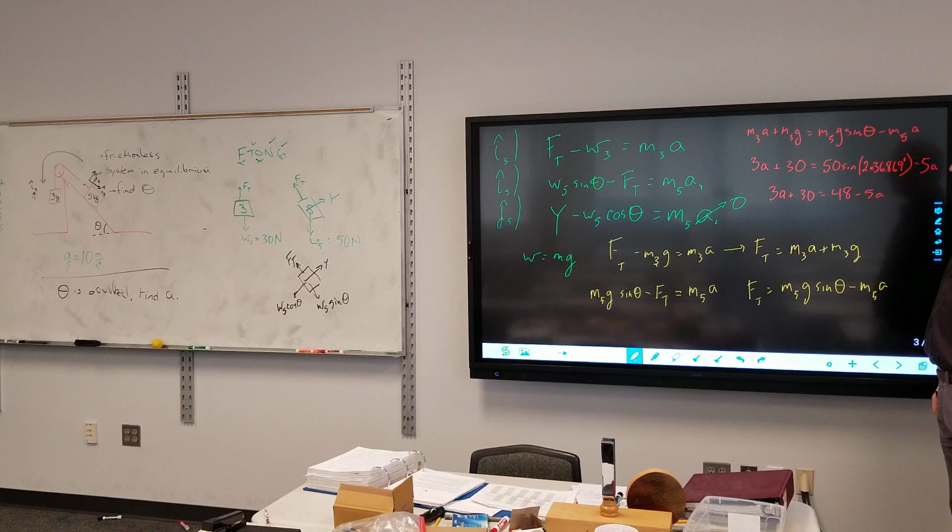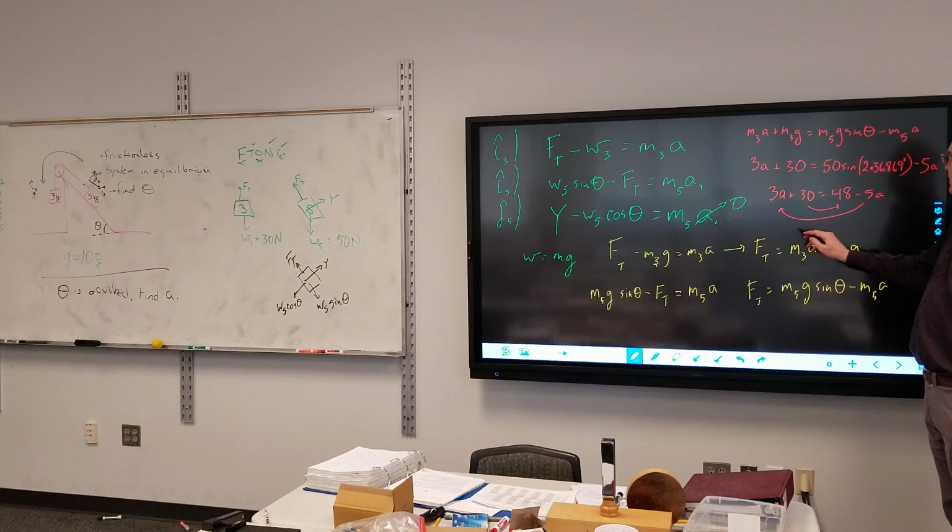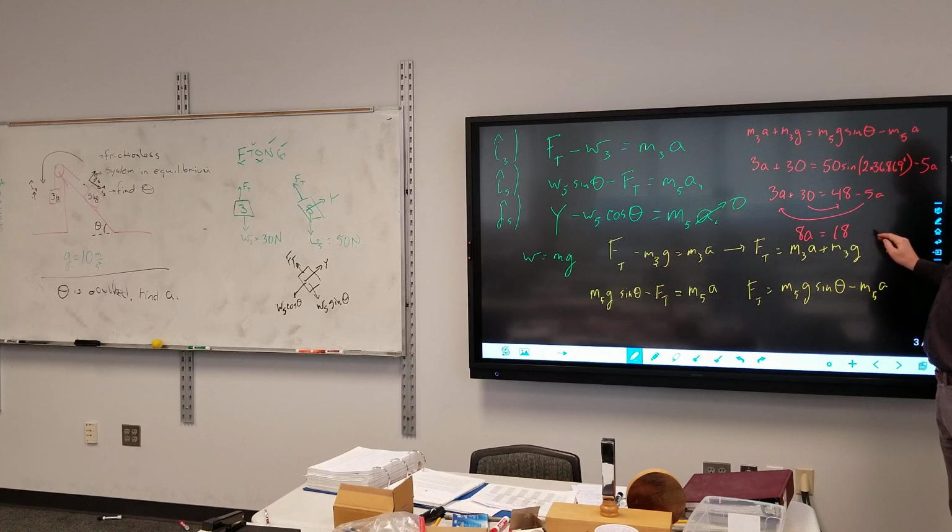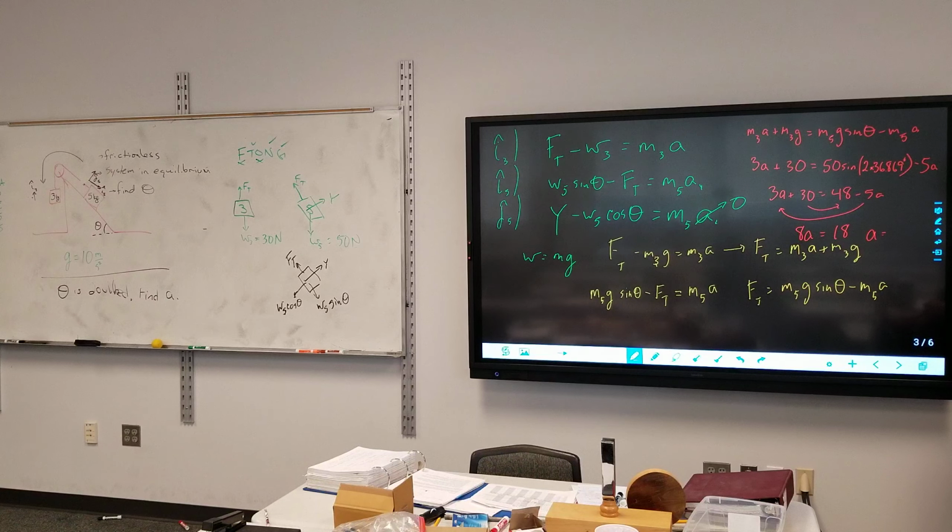Subtract 30 from one side, add 5A to the other. We'll subtract 30, do both to both sides, obviously, but you know. 8A is equal to 18, over 8.